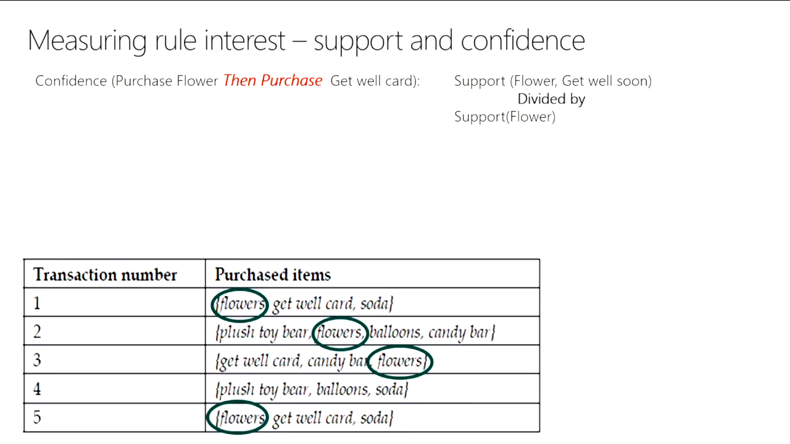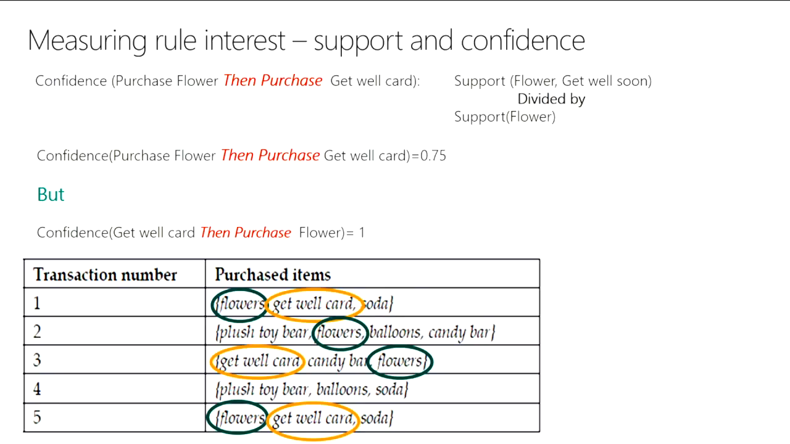That means flowers and get well soon cards, divided by the number of times that people purchase flowers. For example, in this case, the number of times that people purchase flowers and get well soon cards was 3 of 5. In 3 cases, people purchase both items together, and in 4 of 5 cases, people just purchase flowers.